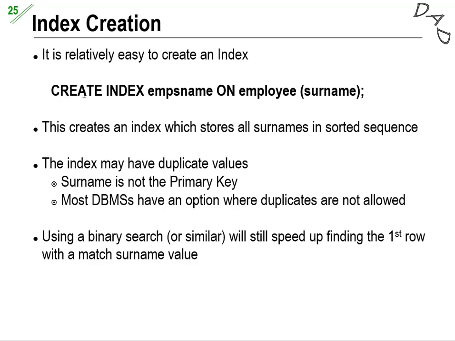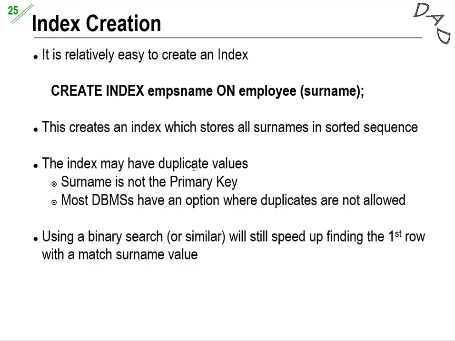So this is the syntax: create index, and we can give a name for the index, and ON is a keyword. We need to specify the table name, and we need to specify the column name. So this will create an index which stores the surname in a kind of sorted sequence.